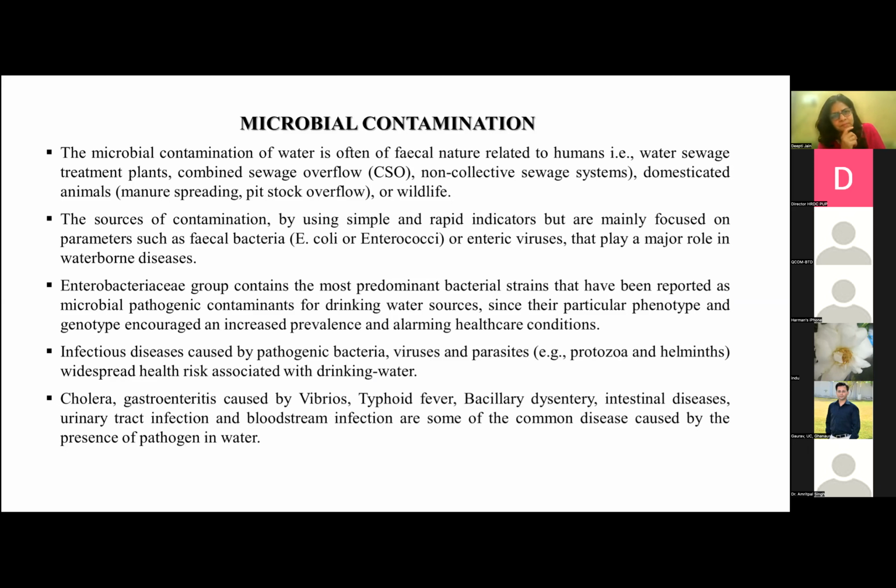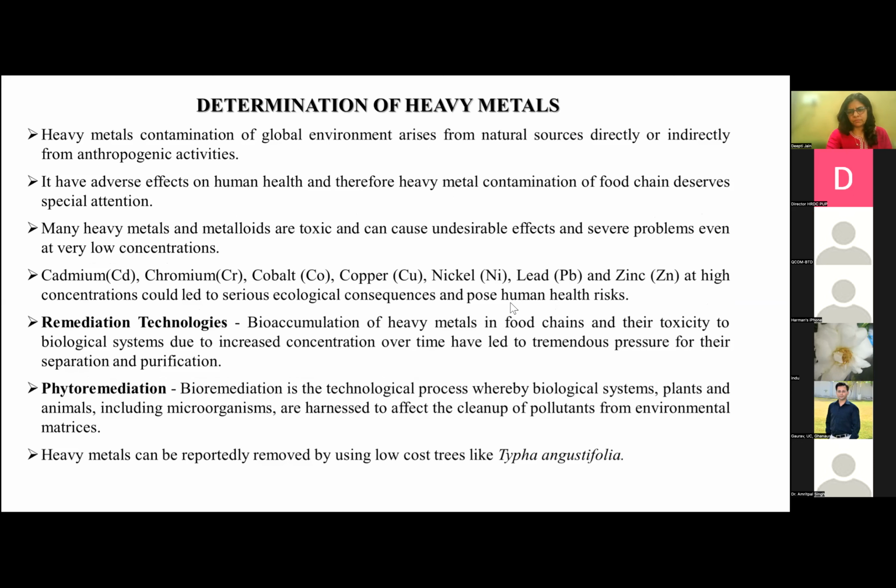Slide has not changed. It's microbial contamination. No, it's determination of heavy metals. Slide has not changed. Okay. Yes, it is there. Okay. Determination of heavy metals. The slide is determination of heavy metals now? Yes, ma'am. Okay.